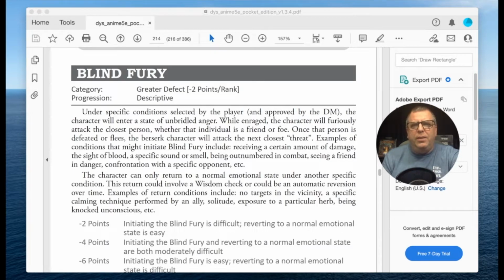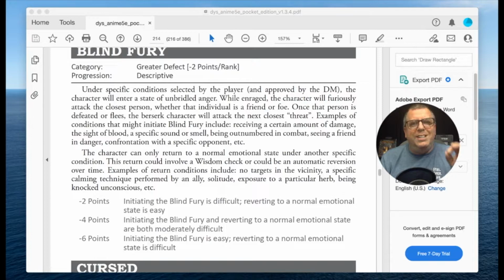I'd also add there, I think a phrase might work as well. Maybe some sort of something that gets said. Could be a certain word that triggers, or a phrase that triggers somebody to go into Blind Fury. So -2 points. Initiating the Blind Fury is difficult. Reverting to a normal emotional state is easy. So you get 2 points for that.